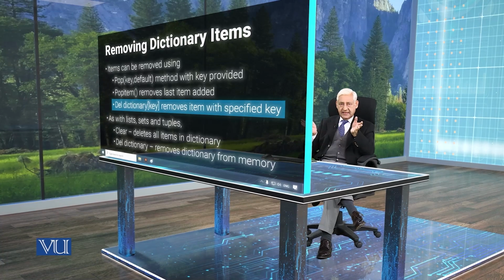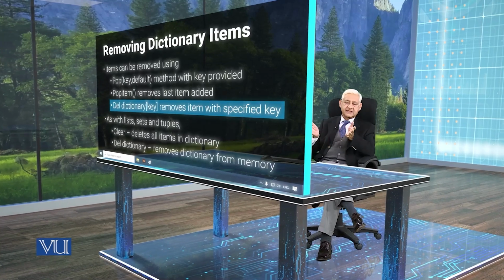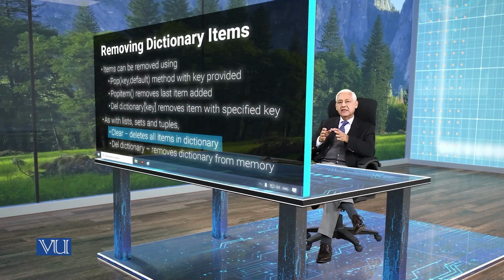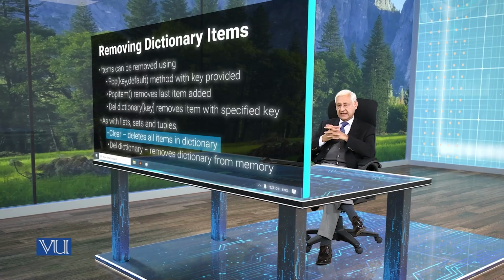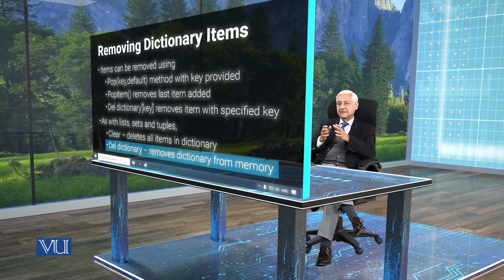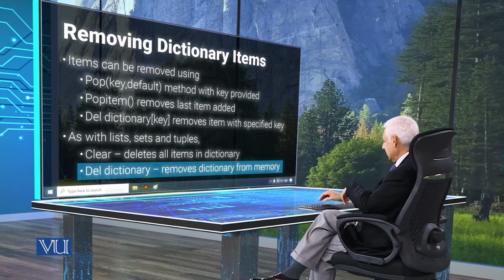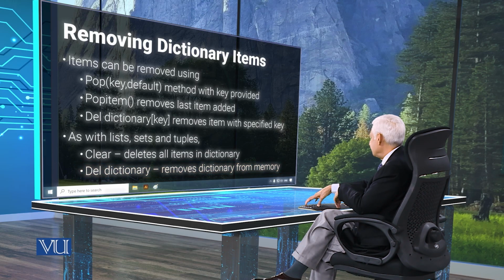And again, being consistent with lists and sets and tuples, clear will clear all items in the dictionary, and del will delete a dictionary, which means remove it absolutely from memory. Let's take a look at some code.